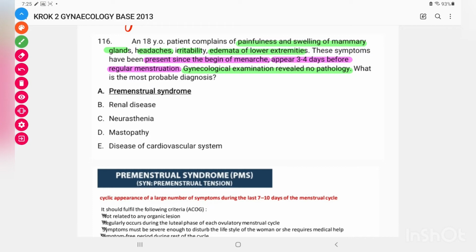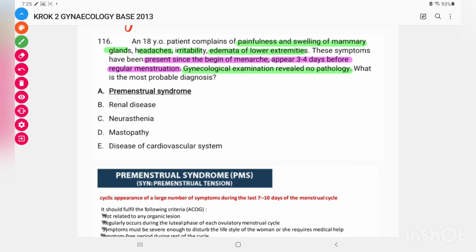Gynecological examination revealed no pathology. What is the most probable diagnosis? So the points to be noted here is she is just 18 years old. Before reaching, there are some symptoms which appear 3 to 4 days before the regular menstruation. These symptoms are usually swelling of mammary gland, pain in mammary gland, headache, irritability and all. And these symptoms are present since the time her menstruation started.